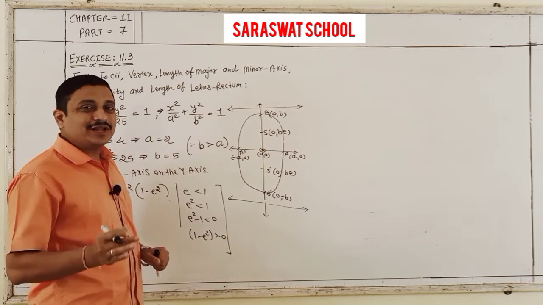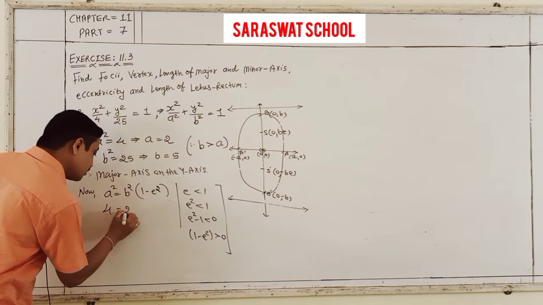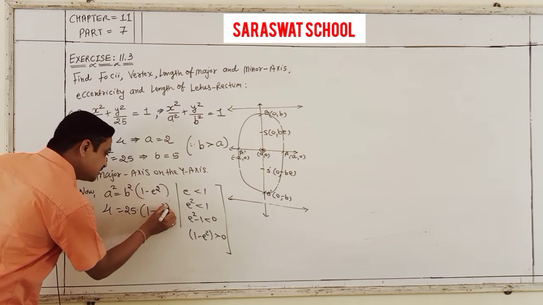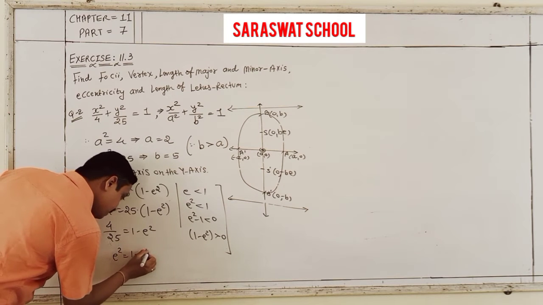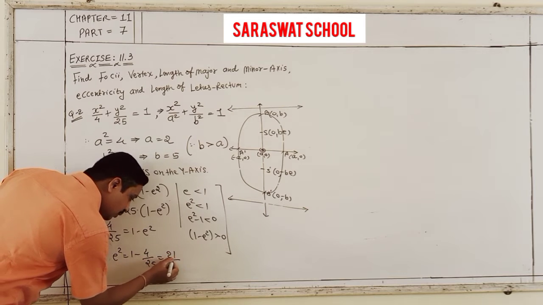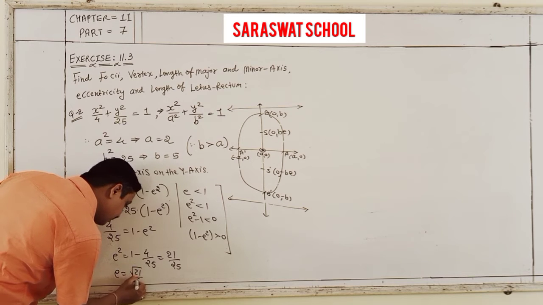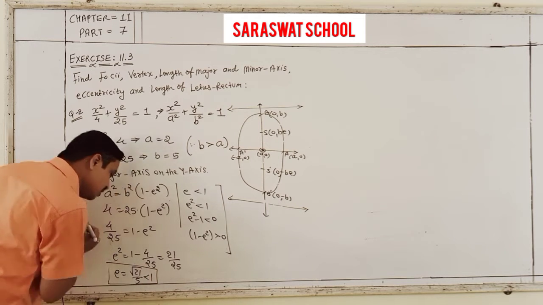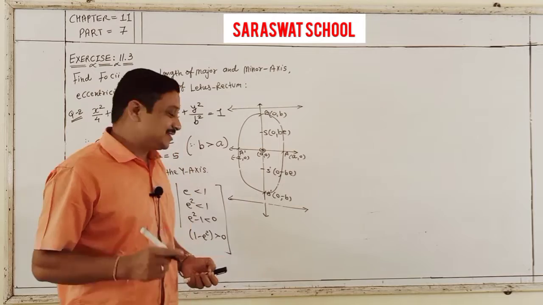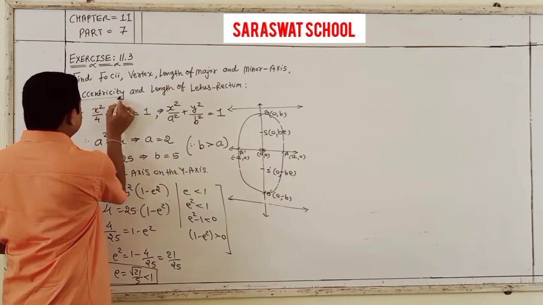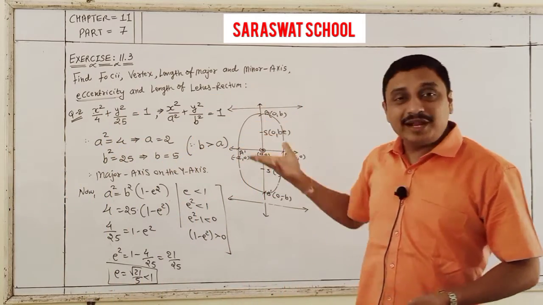Now putting in the a and b values, we decide the value of e. So a square is 4, b square is 25, and e square as it is. So 4 by 25, you will get e square is 1 minus 4 by 25, which is 21 by 25, and I am sure e is root 21 by 5, that is less than 1. Root 21 is below 5, so value upon 5 is surely less than 1. Here, students, this eccentricity we have easily decided. Now moving ahead to the next part.